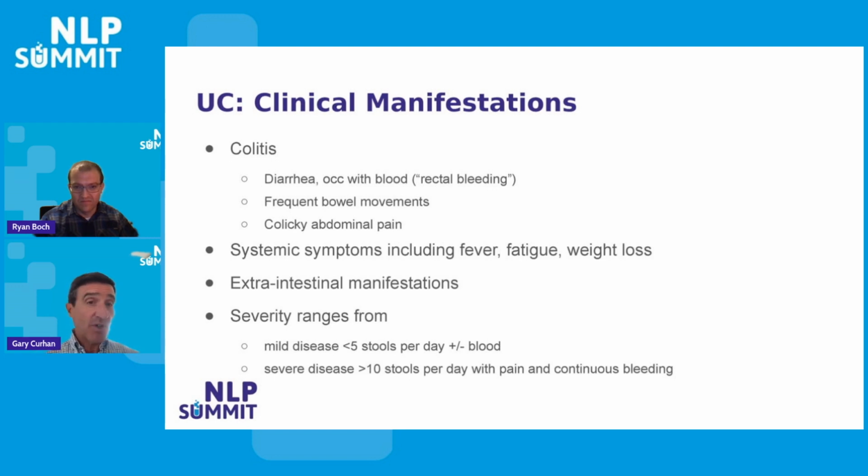And it may be what we'll call mild disease. Those patients may have 5 or fewer bowel movements per day, with or without blood. But with severe disease, sometimes these patients will have to move their bowels 10 times or more per day, and there's almost always blood. So again, rectal bleeding is a key piece that we're trying to understand.